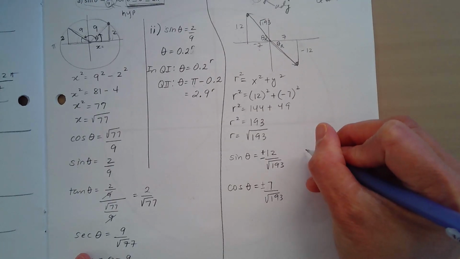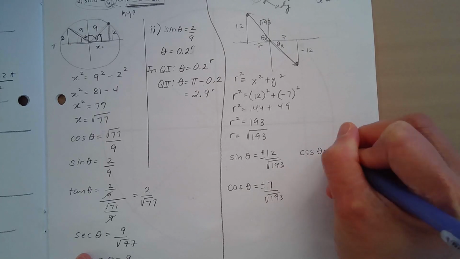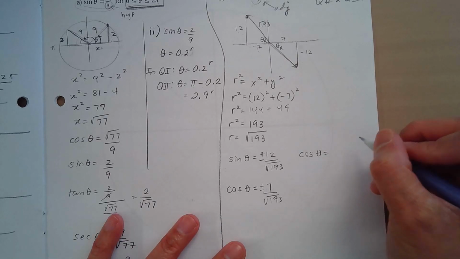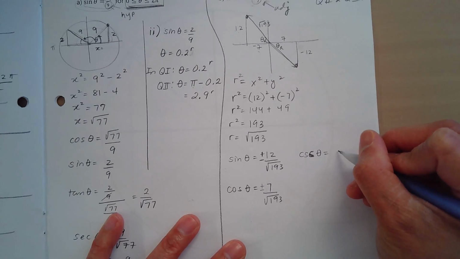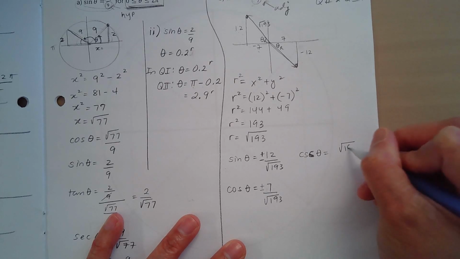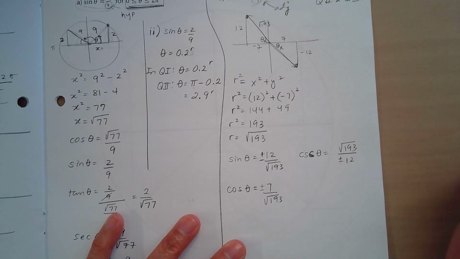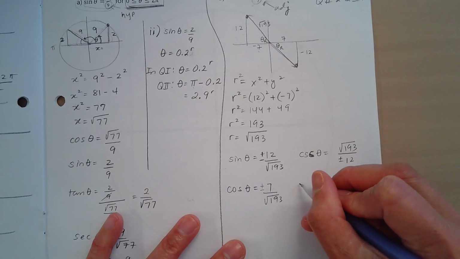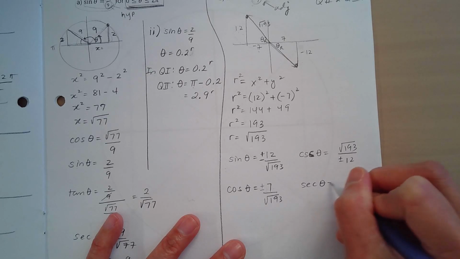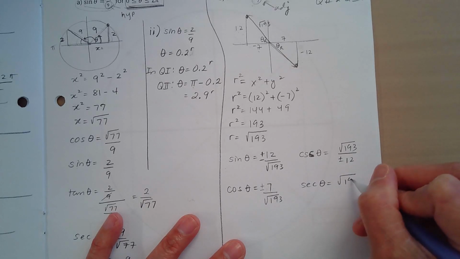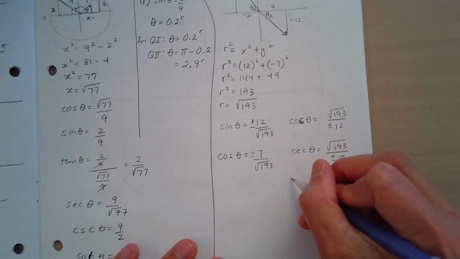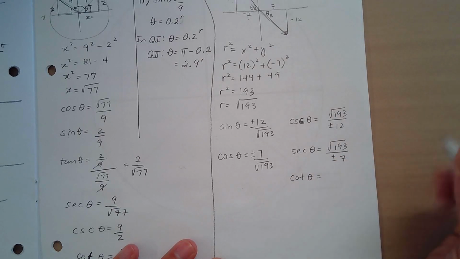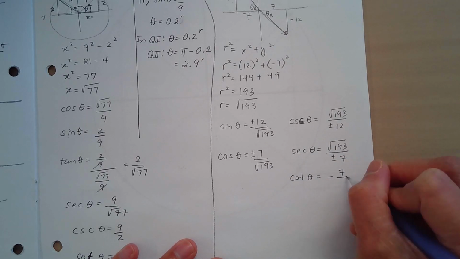Let's go to cosecant or secant. What would that be? That's going to be root of 193 divided by plus or minus 12, depending on which one you're looking at. Secant theta is going to be root of 193 over plus or minus 7, depending on which one you're looking at. And then cotangent theta is going to be negative 7 over 12.